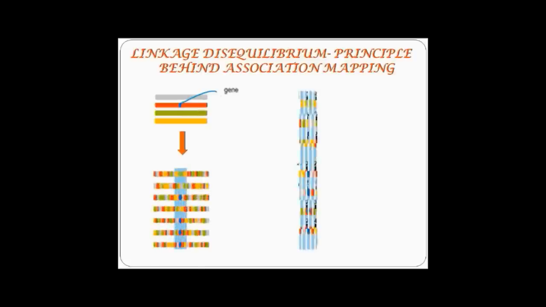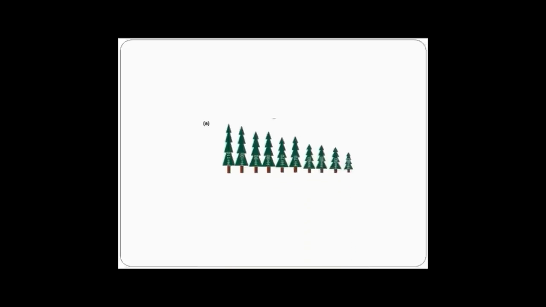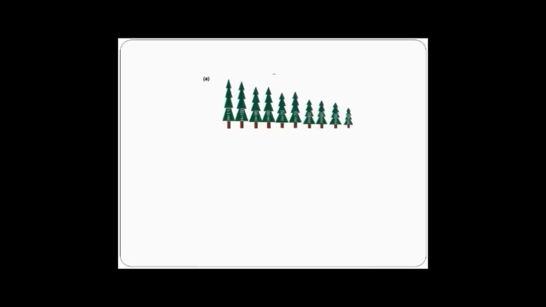Linkage disequilibrium is the main principle behind association mapping. Genes can be found, and markers in linkage disequilibrium with a gene of interest show high values. And this is a simple illustration of association mapping.